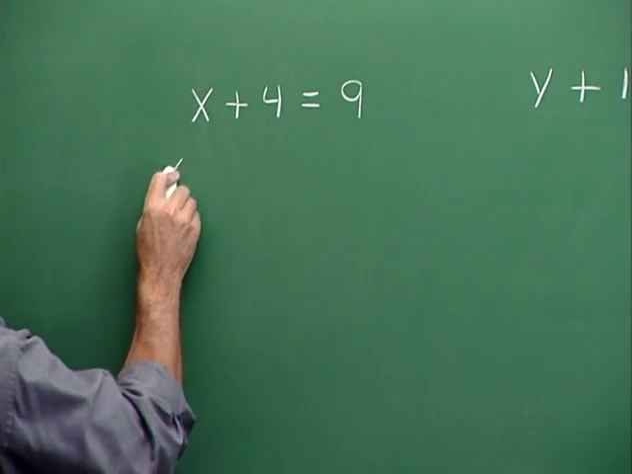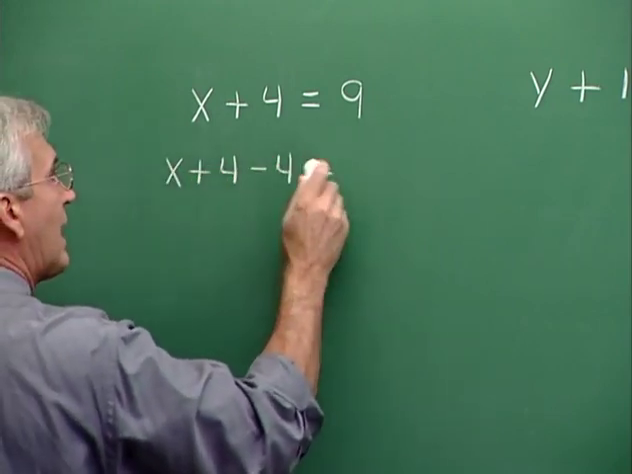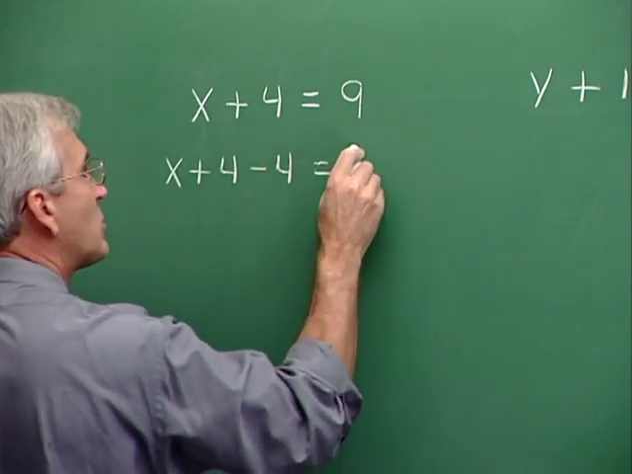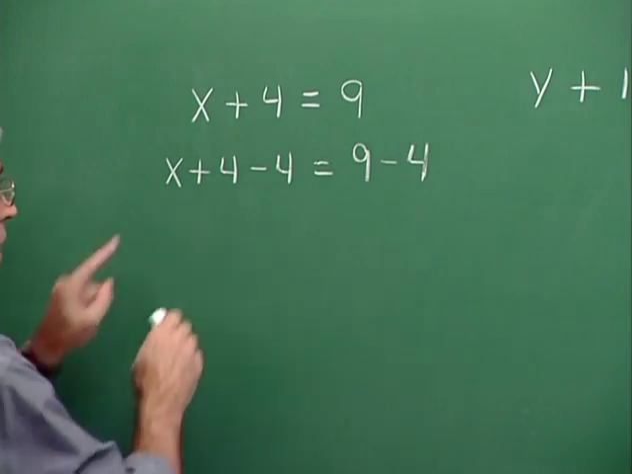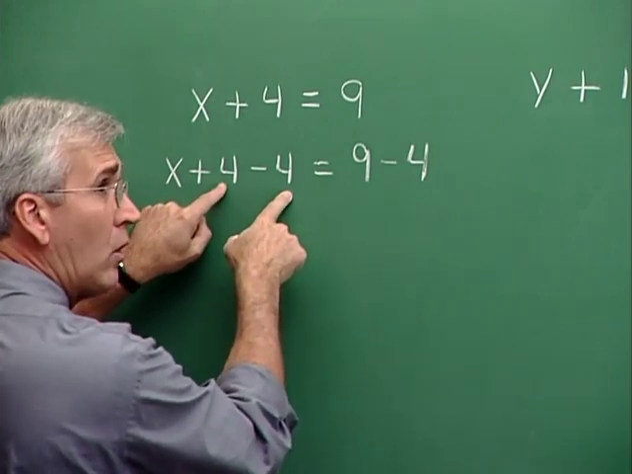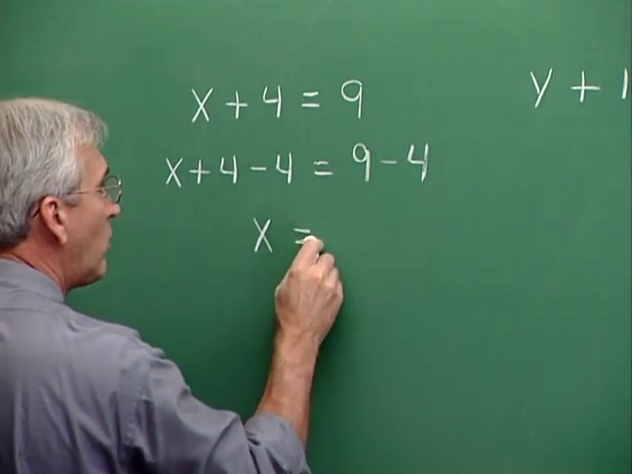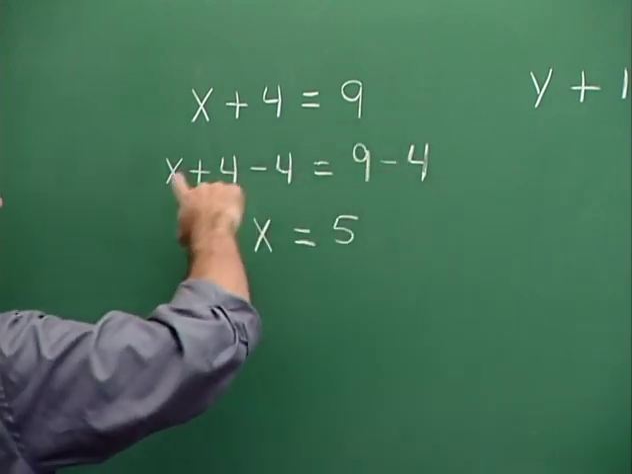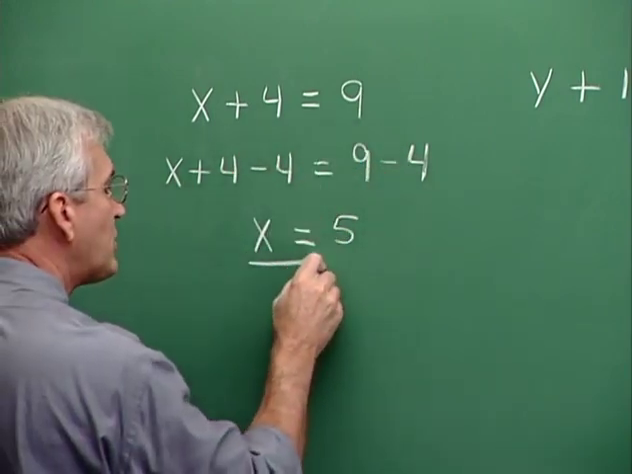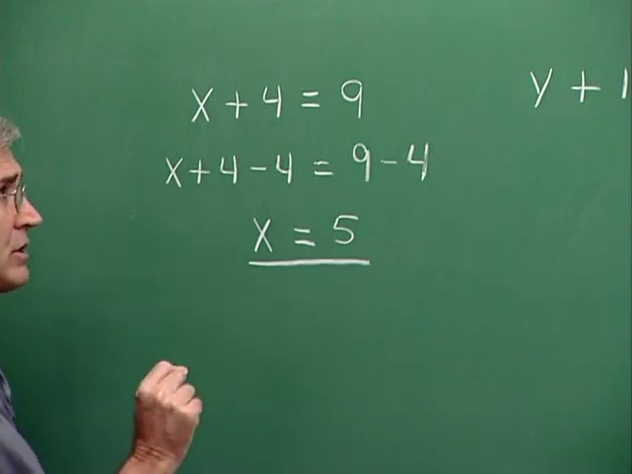That is, we can do this. We can bring down x plus 4 and subtract 4. Then if we subtract 4 on the left, though, we have to subtract 4 on the right. So we would write 9 minus 4 on the right. Now, 4 minus 4 is 0 on the left, and x plus 0 is x. So x then is equal to 9 minus 4, which is 5. You see, we have made this manipulation so that we make the equation tell us the solution. It's just an isolation process.